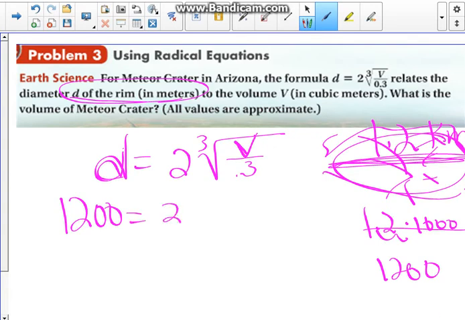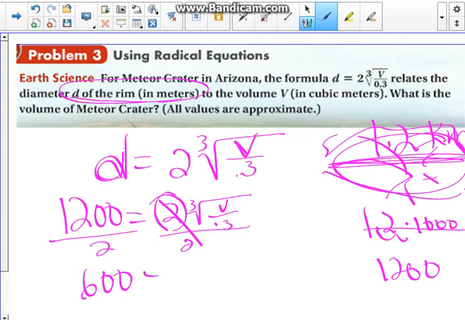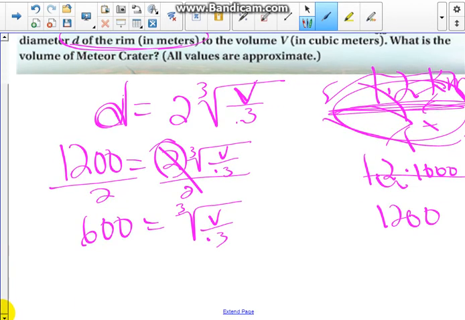So 2 times the cubic root of the volume divided by 0.3. So the next thing we need to do is clear this cubic, well actually let's get rid of the 2, divide each side by 2, and we get 600 equals the cubic root of the volume divided by 0.3. And our next step is to clear this cube, so cube both sides.